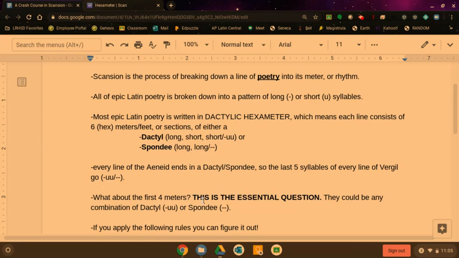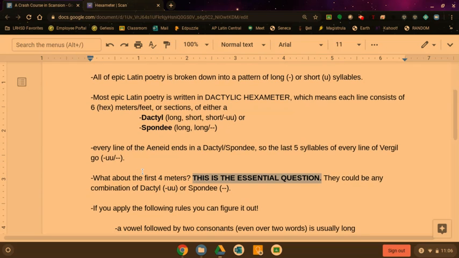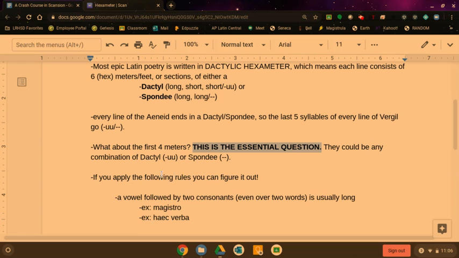But what about the first 4 meters? That's the essential question. The poet can play with the way the line sounds in the first 4 meters of the line. It could be any combination of dactyl or spondee. It could be all spondees. It could be all dactyls. It could be a combination of the two. So your job is basically to figure out what the first 4 feet or meters are in any given line of poetry. There are some rules that you follow before you start trying to figure this out.